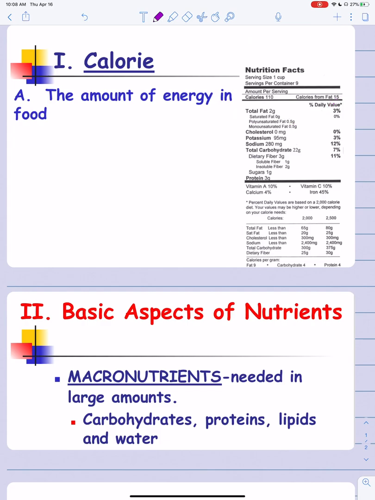Packaged food is something that I encourage you to stay away from, but it is very hard to do. And in our modern lives, we eat a lot of packaged food. So learning to read this nutrition label is very important. On here, it gives you the serving size and the number of servings per container.